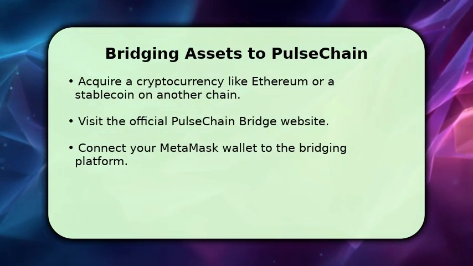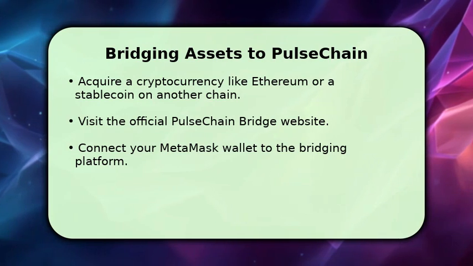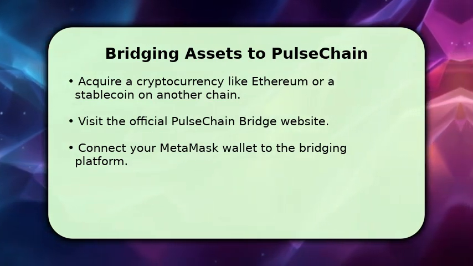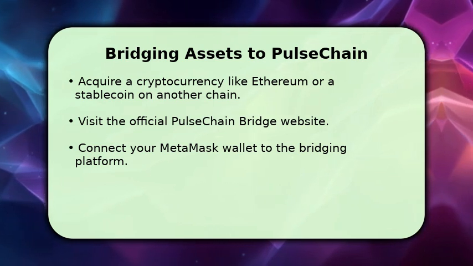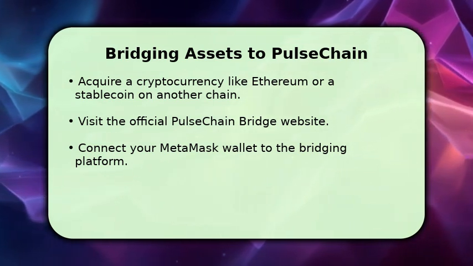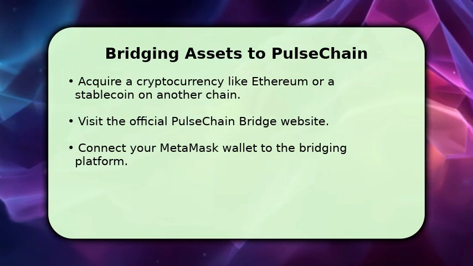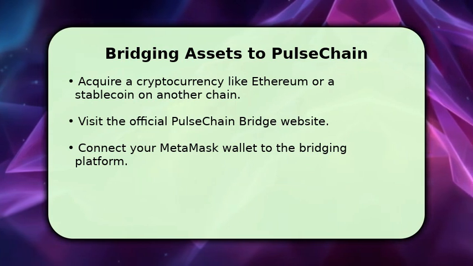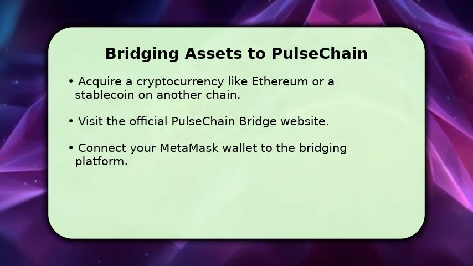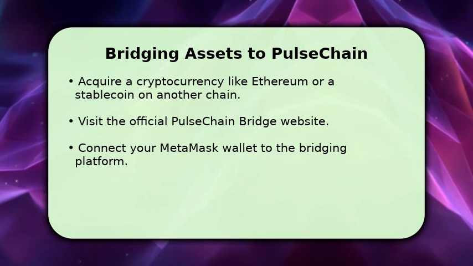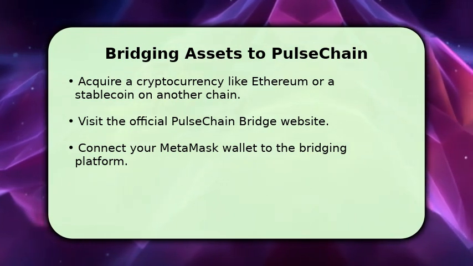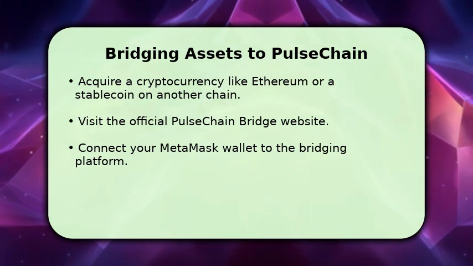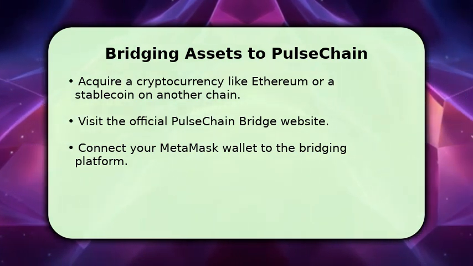Now that Pulse Chain is set up, you will need assets to swap for PLS. Start by acquiring a cryptocurrency such as Ethereum or a stablecoin on a different blockchain, like the Ethereum mainnet. Then, navigate to the official Pulse Chain Bridge website. Connect your MetaMask wallet to the bridge, ensuring you are on the correct source network. Select the asset you wish to transfer and specify the amount. Approve the transaction in MetaMask, and your assets will begin bridging to Pulse Chain, typically taking about 30 minutes.